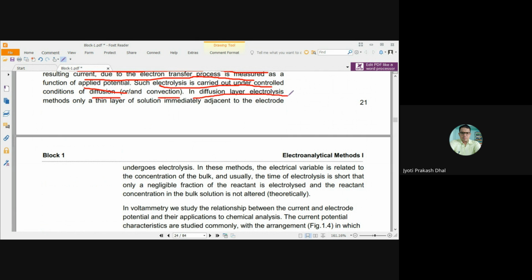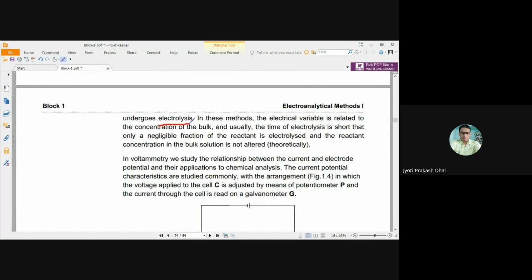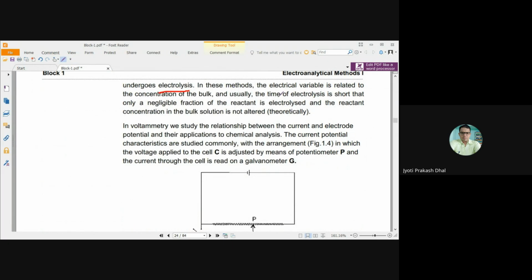In the diffusion layer electrolysis method, only a thin layer of the solution immediately adjacent to the electrode undergoes electrolysis. In this method, the electrical variable is related to the concentration of the bulk, and usually the time of the electrolysis is short, as only a negligible fraction of the reactant is electrolyzed and the reactant concentration of the bulk solution is not altered.